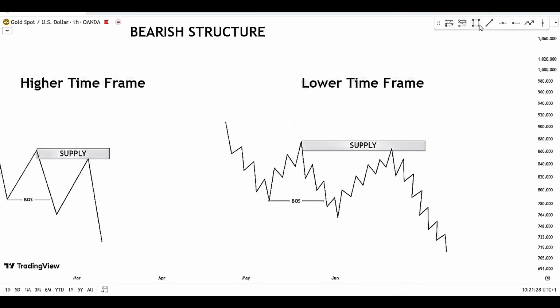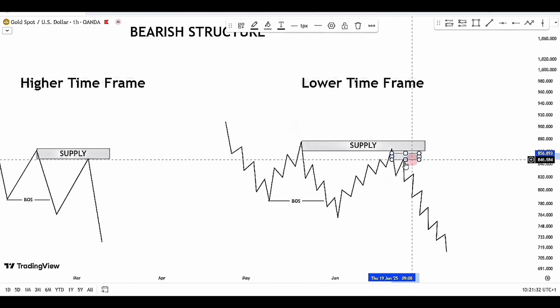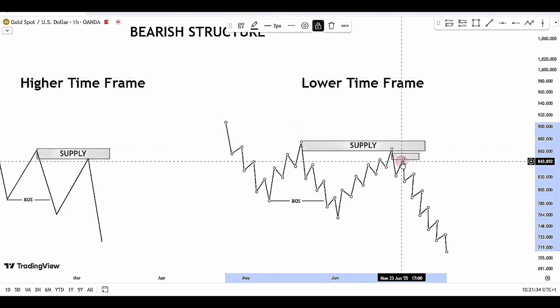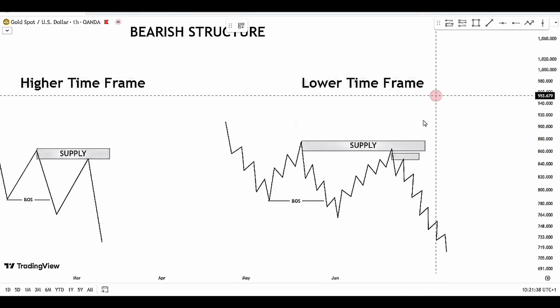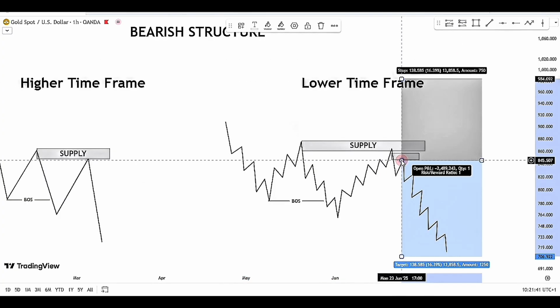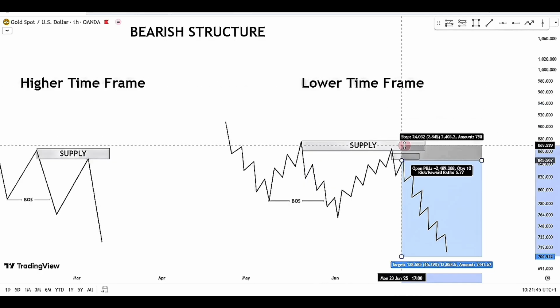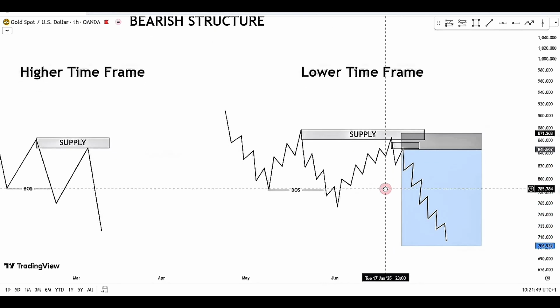Let's say there's this little supply zone, lower time frame supply zone around there. So I want to be expecting price to pull back at that lower time frame supply zone for me to sell. So if I want to be selling, I want to be selling at this point. Then my SL should be on this very high, this last high that created that shift of structure, and my TP should be below.